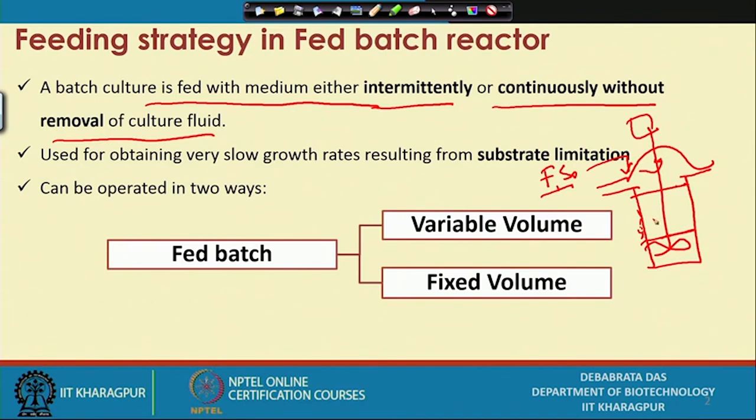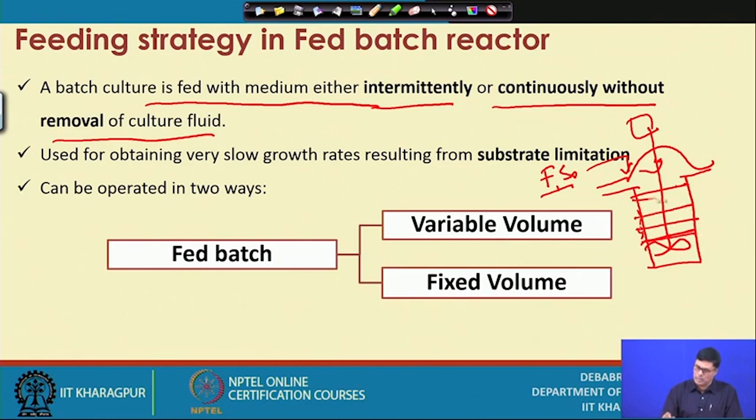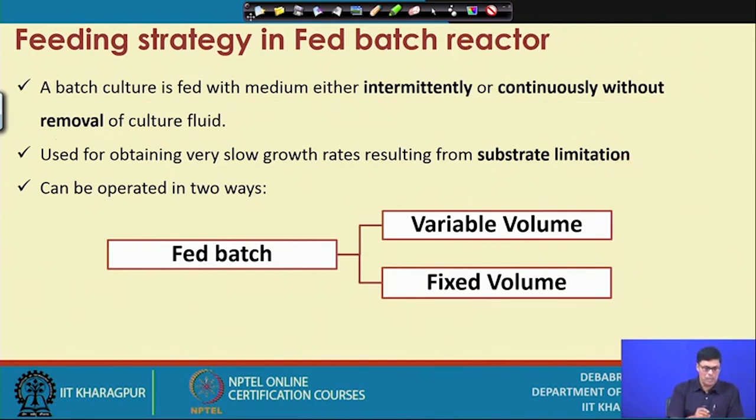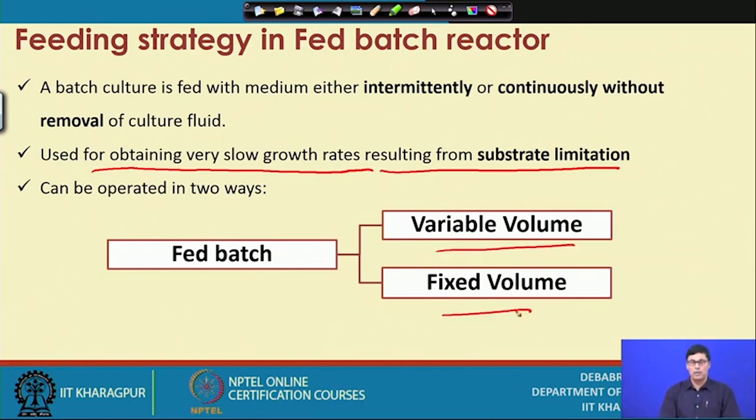And this feeding may be of two different types. One is variable volume, one is fixed volume. Variable volume means you can slowly increase the volume like this. And fixed volume means with respect to time, we can keep on adding some volume in this particular reactor. These are things that we have usually used for obtaining very slow growth rate, resulting in substrate limitation, and can be operated two ways: variable volume or fixed volume. Now the question comes, how do you ensure your substrate utilization is more? Let me analyze that.